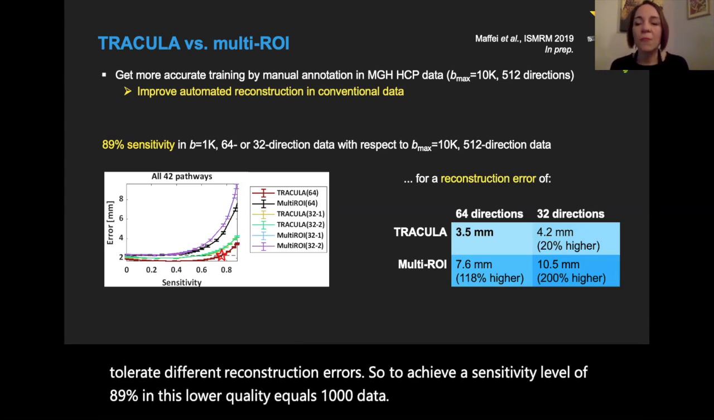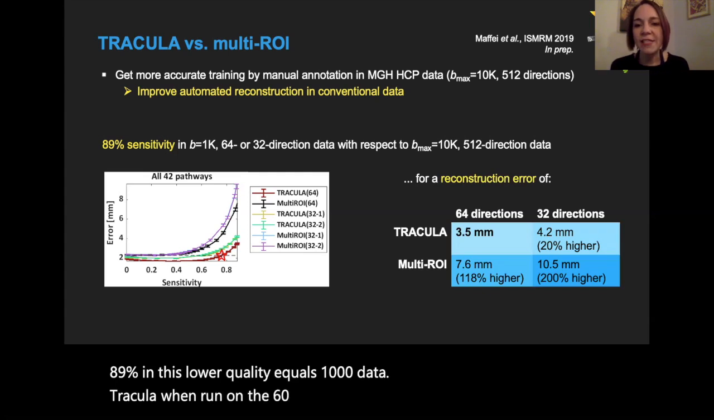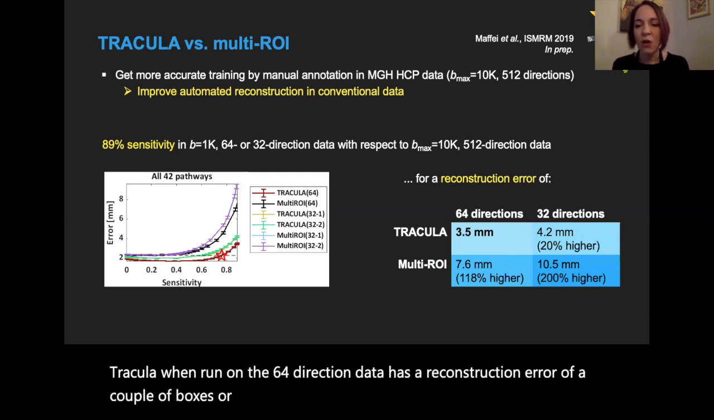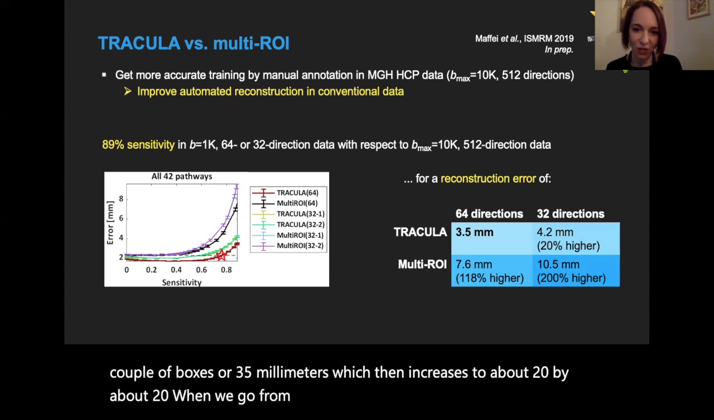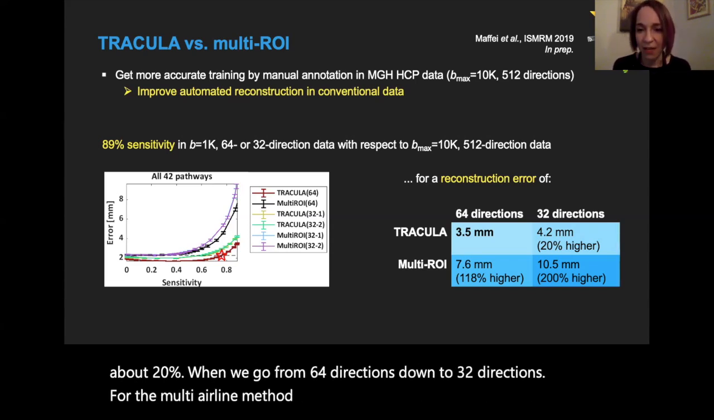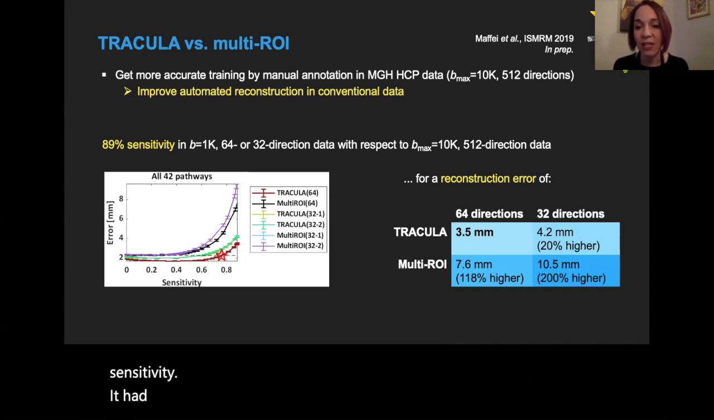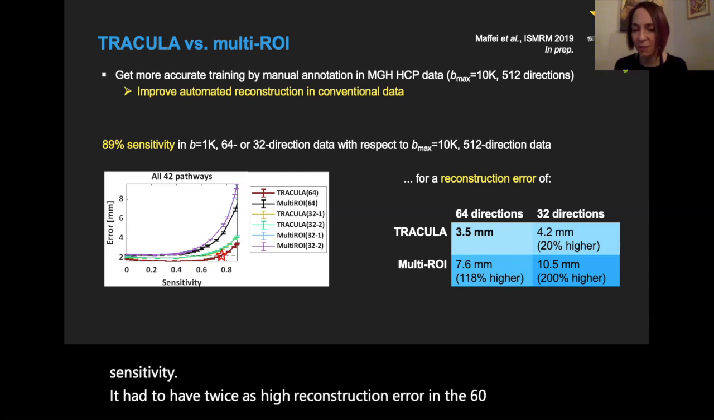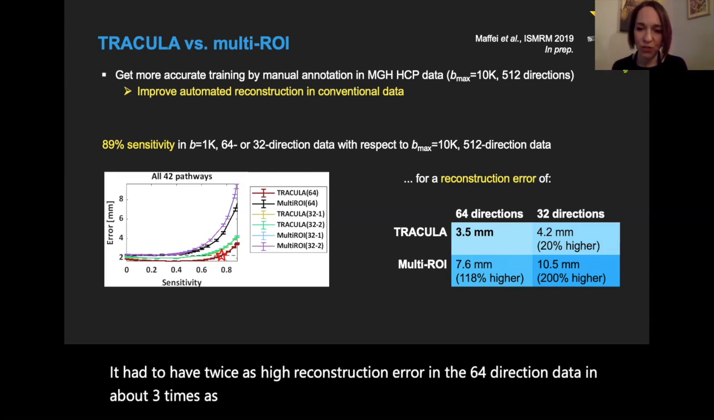So to achieve a sensitivity level of 89% in this lower quality b equals 1,000 data, TRACULA, when run on the 64 direction data, has a reconstruction error of a couple of voxels, or 3.5 millimeters, which then increases by about 20% when we go from 64 directions down to 32 directions. For the multi-ROI method, however, in order to achieve that same sensitivity, it had to have twice as high reconstruction error in the 64 direction data and about 3 times as high in the 32 direction data.